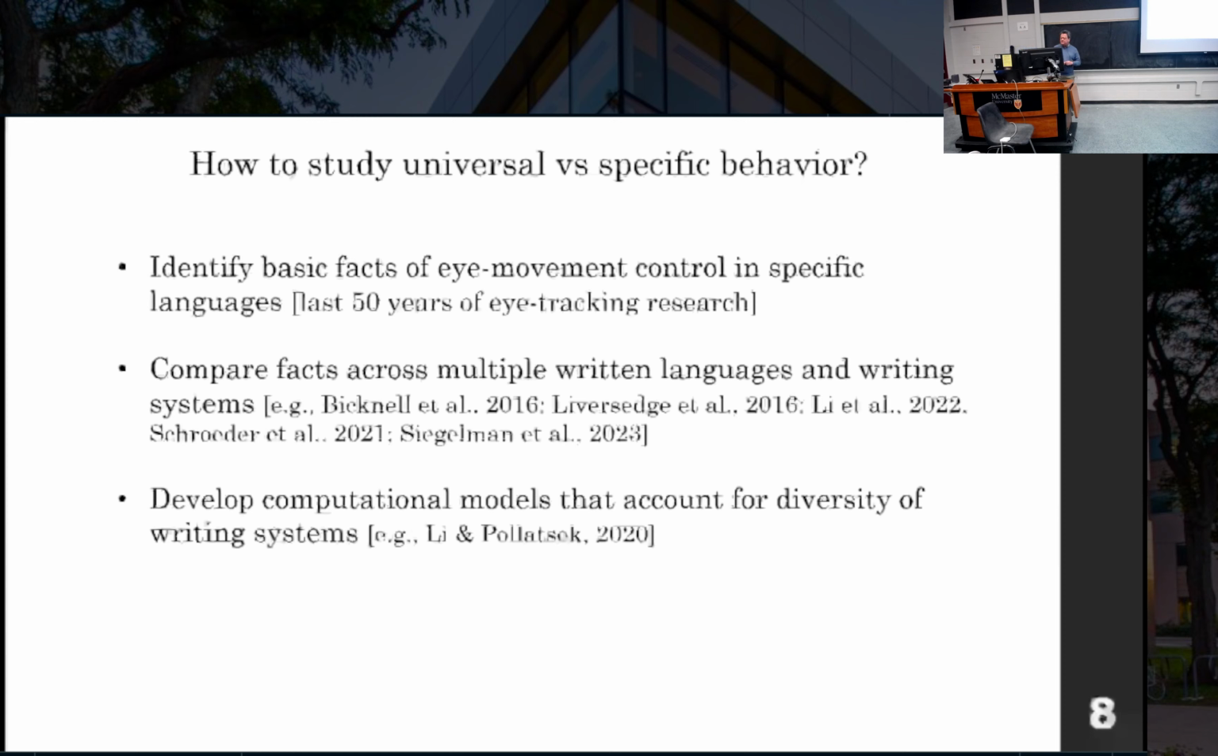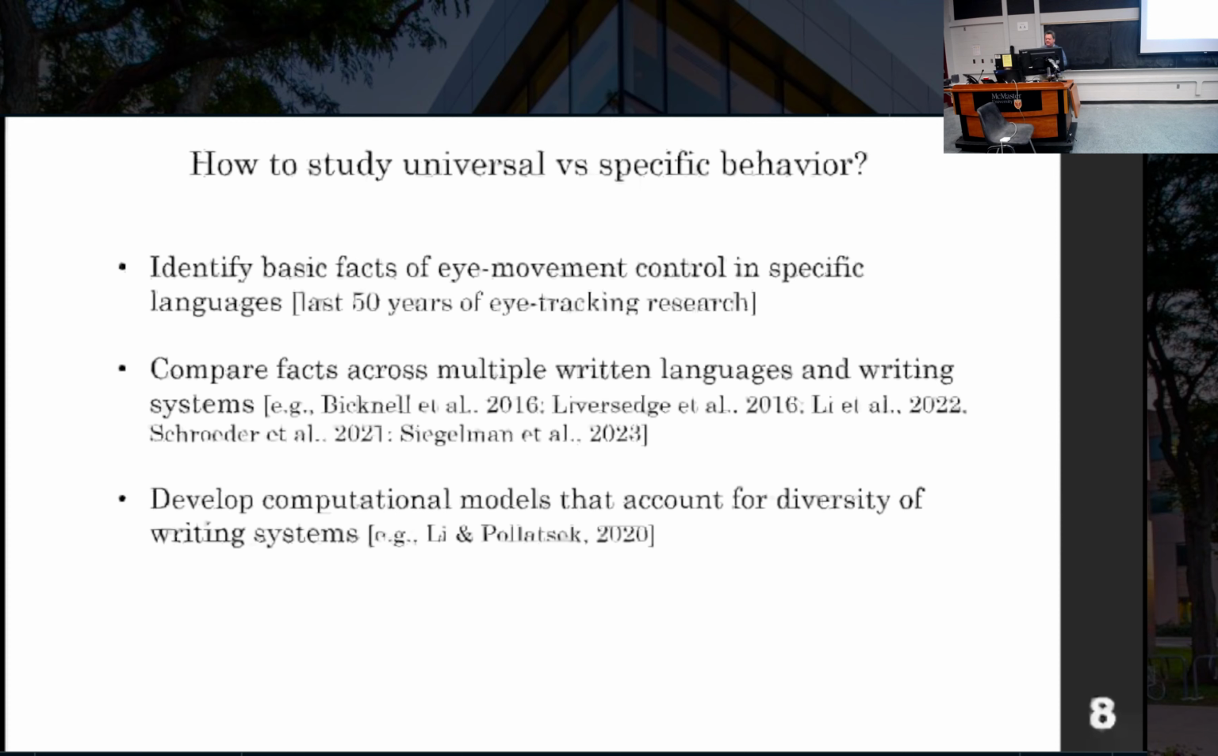So how do we study universal versus specific behavior? Historically, researchers identified basic facts of eye movement control in specific languages, and that's really what the last 50 years of eye tracking research were dedicated to. Hardly ever with other languages in mind, typically just one phenomenon at a time, right? Sometimes replicated, sometimes expanded, but typically tied to a single language.